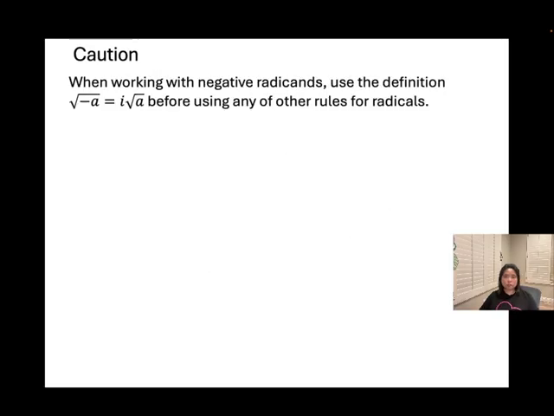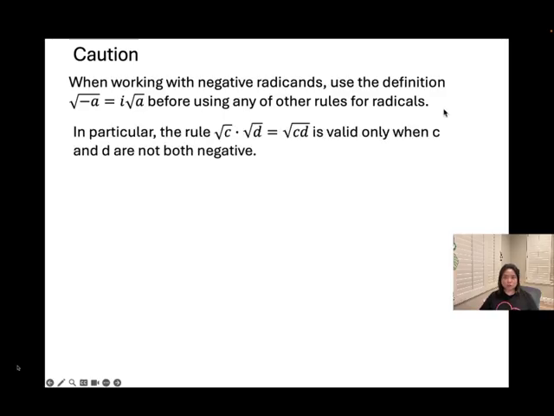Caution: when working with negative radicals, use the definition square root of -a equals i square root of a before using any other rules of radicals. For example, in algebra class we learned that the square root of c times the square root of d equals the square root of c times d. This is valid only when c and d are not both negative. You can't apply this rule when you're working with negative numbers.